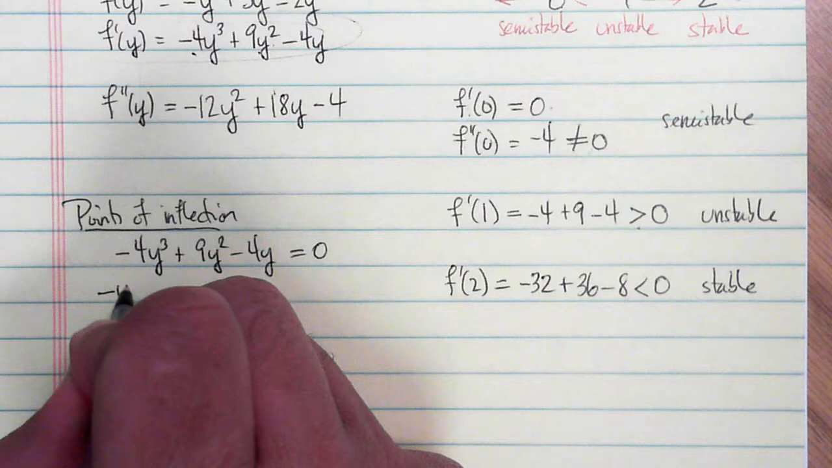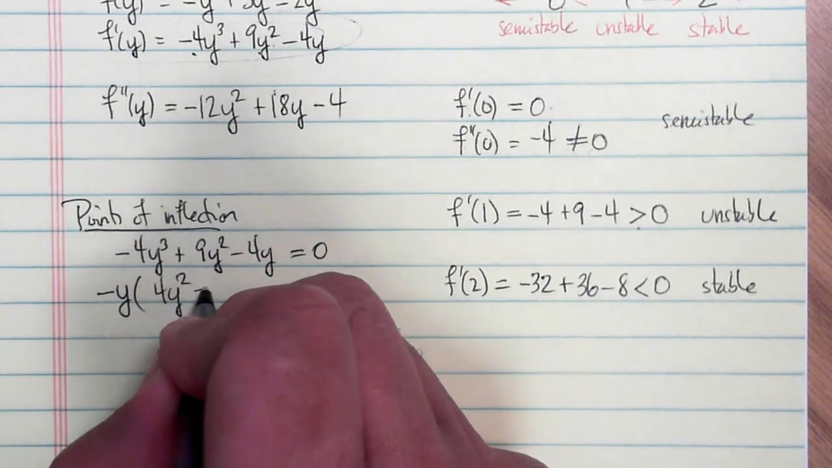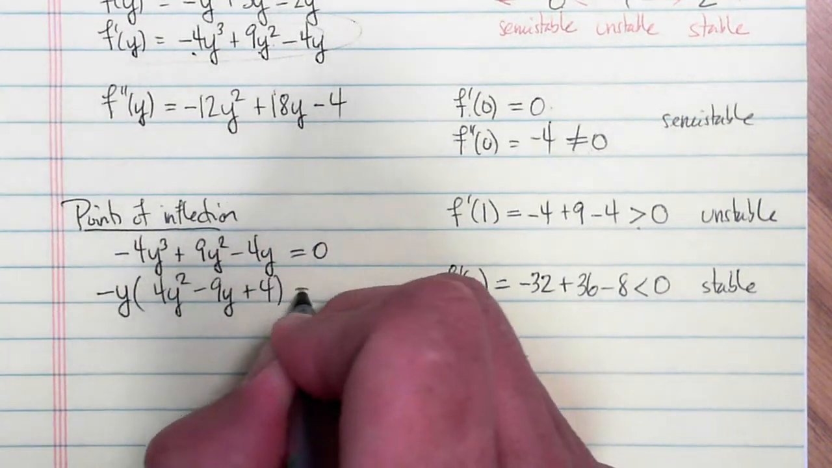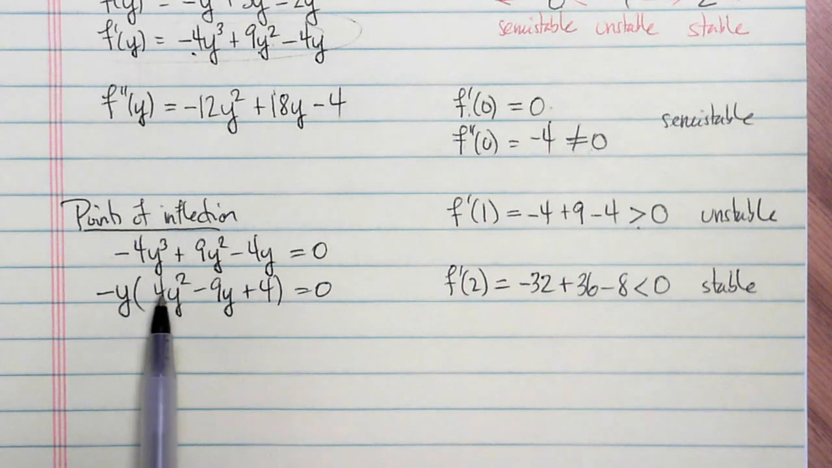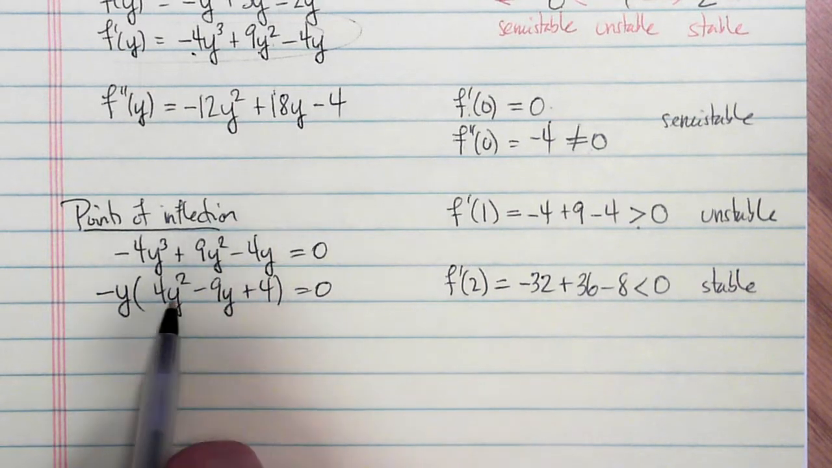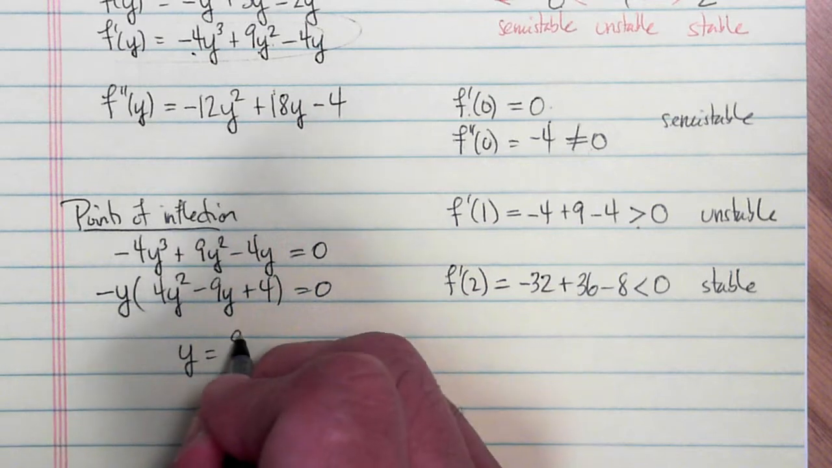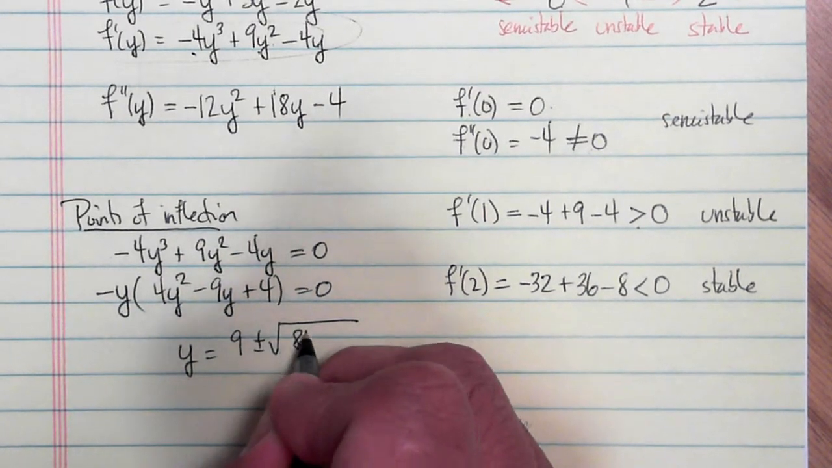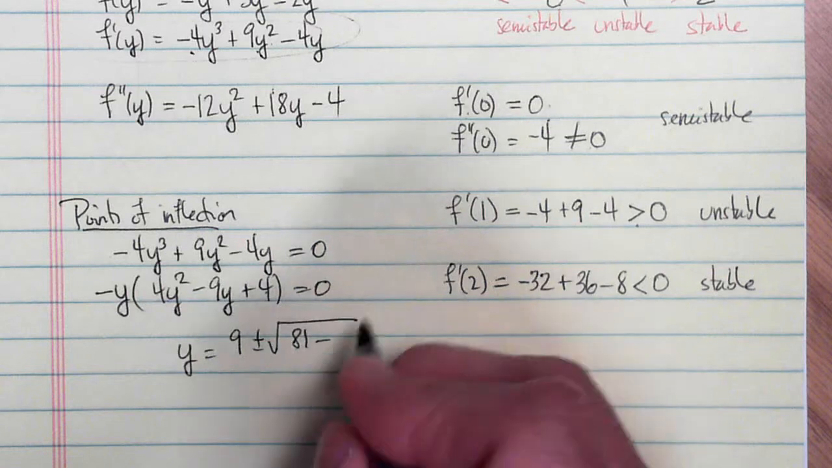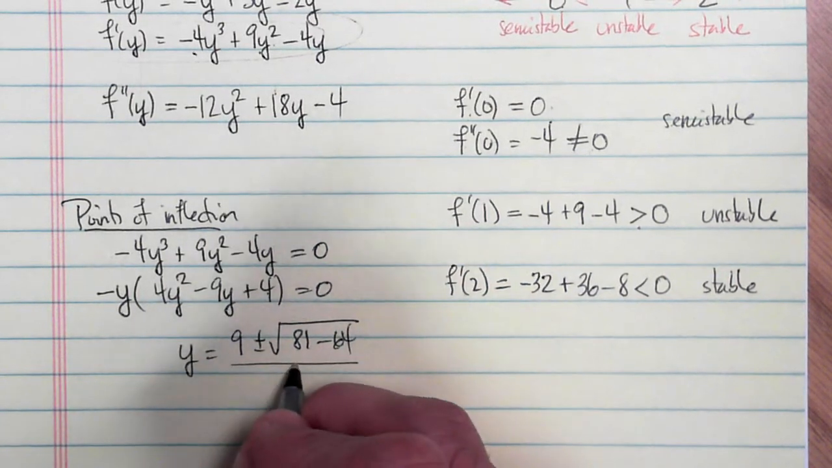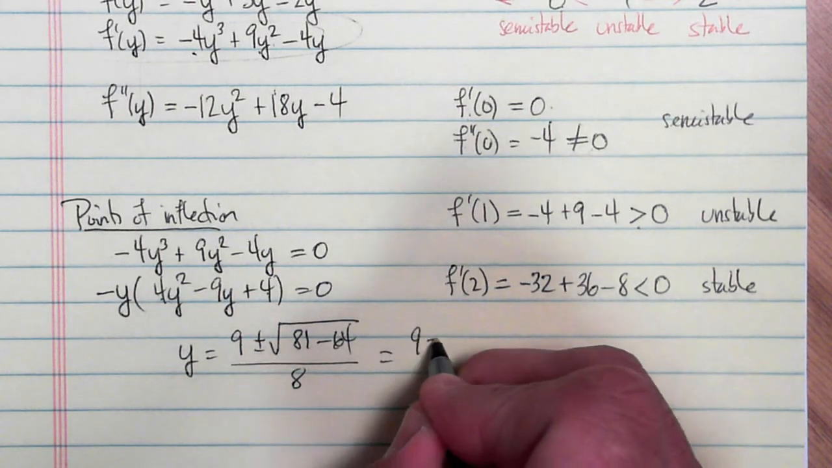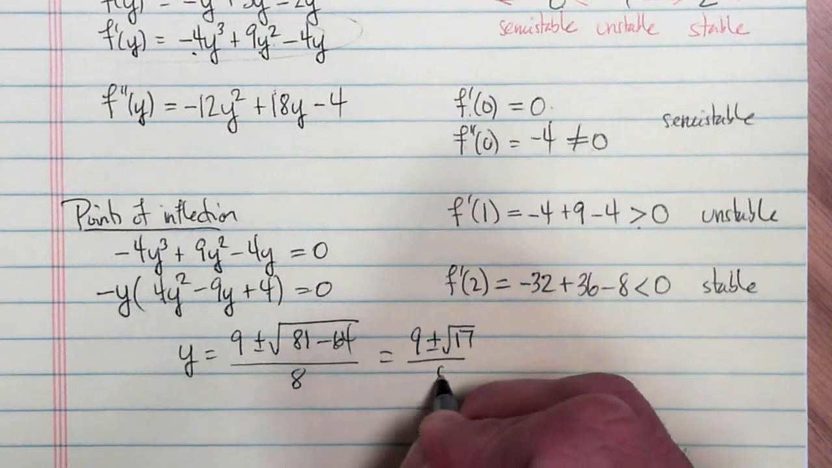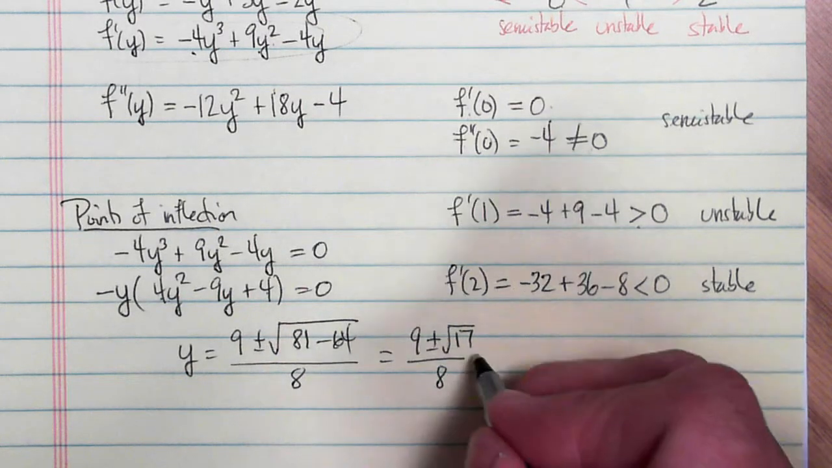All right, now clearly I can factor negative y out. That gives me 4y squared minus 9y plus 4 equals 0. So y equals 0 is a solution. Also, I can use the quadratic formula to solve for the values of y that make this part equal to 0. So y is equal to 9 plus or minus the square root of 81 minus 4 times 4 times 4, which makes 64, all divided by 2 times 4, or 8. So 9 plus or minus the square root of 17, over 8. Those will be the points of inflection.